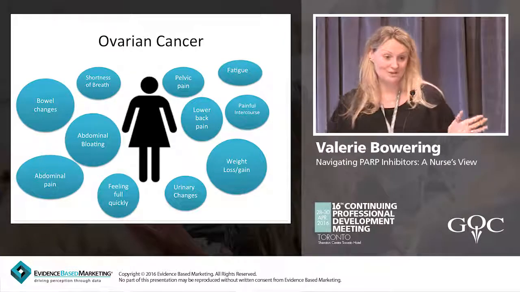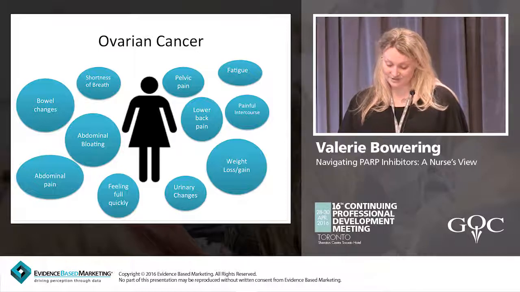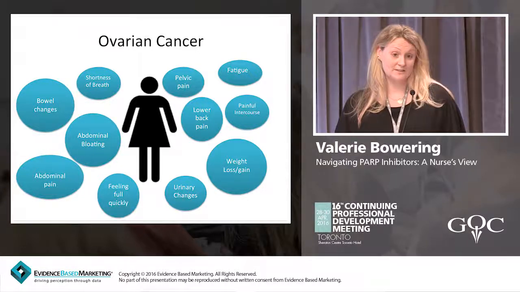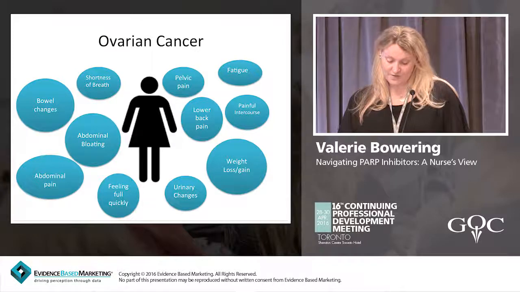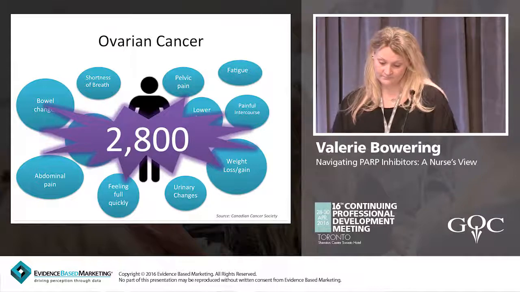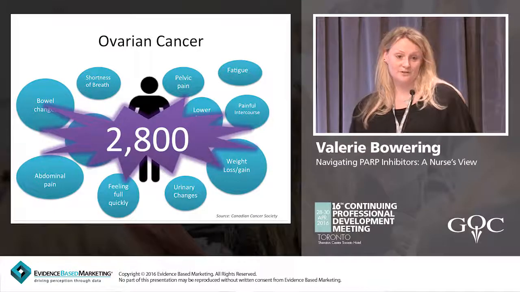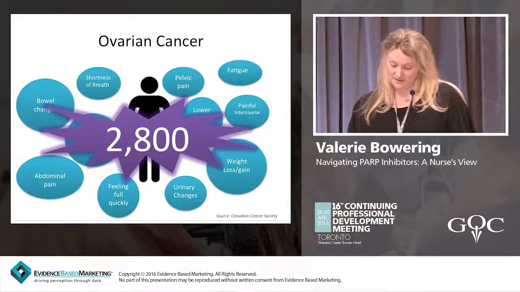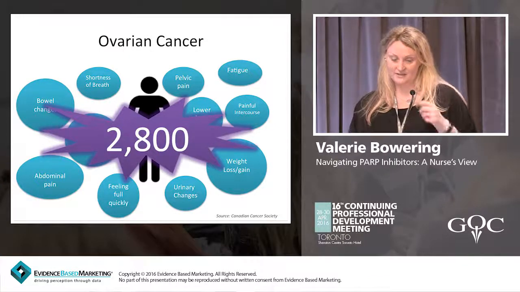Okay, so as we've mentioned already this morning, ovarian cancer is the 8th most common gynecologic cancer. It is the 5th leading cause of cancer-related deaths in women, and about 70% of women with ovarian cancer are diagnosed late, usually around stage 3 or stage 4. And there's no screening test for ovarian cancer. Each year, approximately 2,800 Canadian women are diagnosed with ovarian cancer, and as we heard earlier this morning, approximately 1,700 will die of the disease.